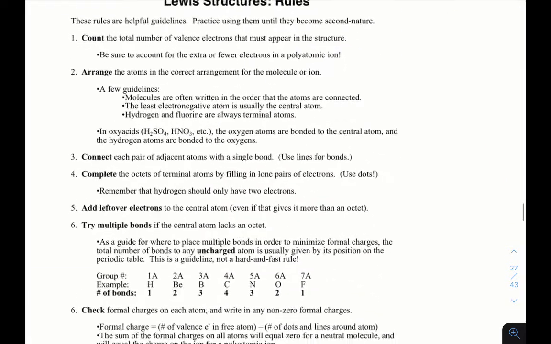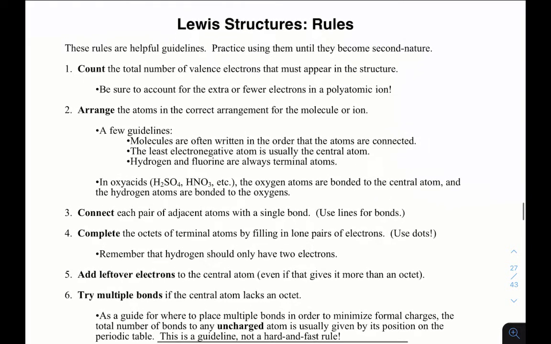I have given you what I call Lewis structure rules, and these are really guidelines, and I would like for you to have them out next to you while you are practicing Lewis structures today. Where we start is by counting the total number of valence electrons that should appear in the structure, and that's because valence electrons do bonding.